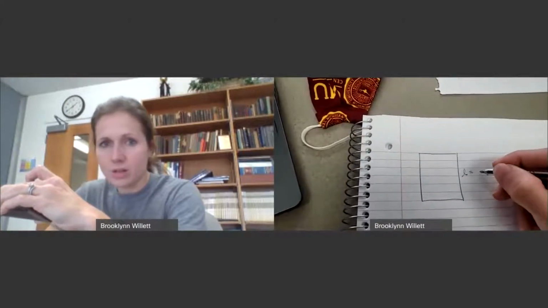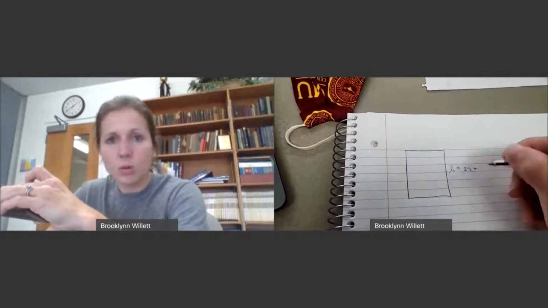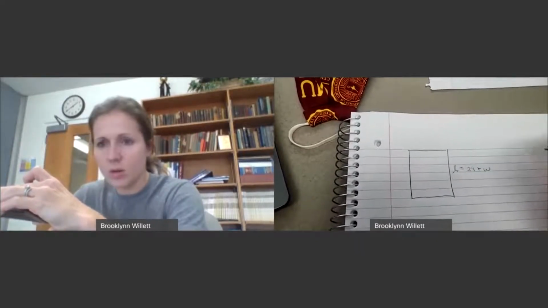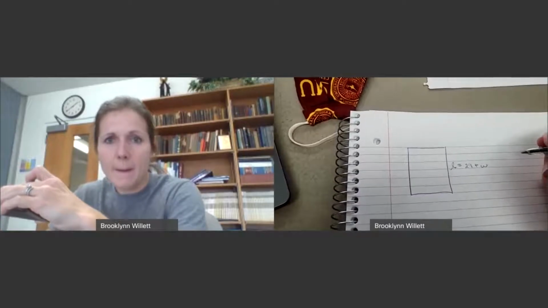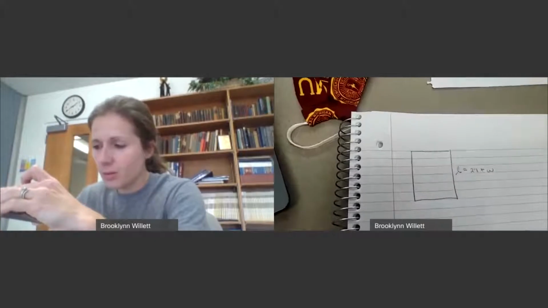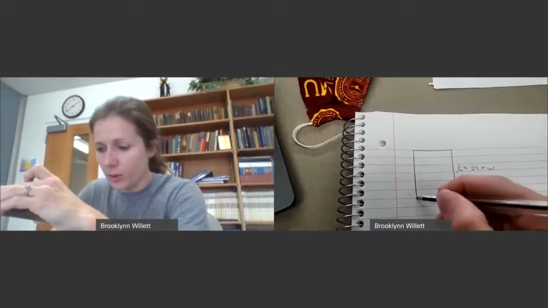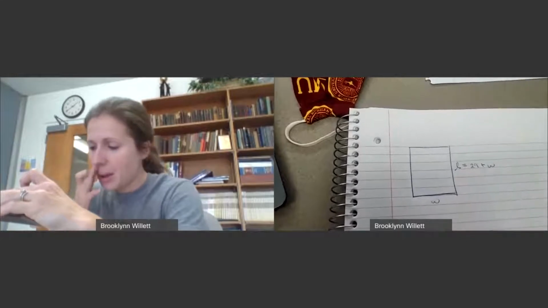So 29 yards longer than means 29 plus the width. That's what the question says. And then I'm using W as my width, which means I probably should put the W down here where the width is actually at.